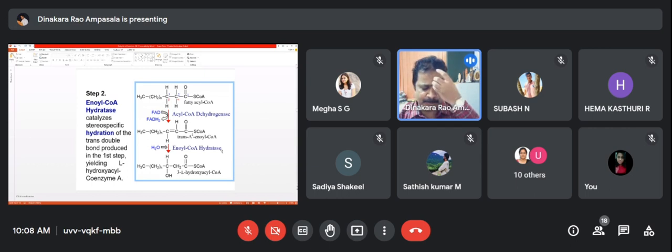Hydratases are the enzymes involved in the hydration of the substrate molecule. So they will provide the water molecule. So it hydrates the double bond. It makes the double bond into a single bond by adding a water molecule here. So now you will get 3L-hydroxyacyl CoA molecule.